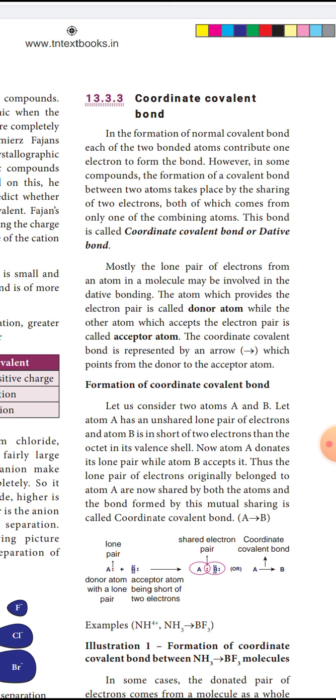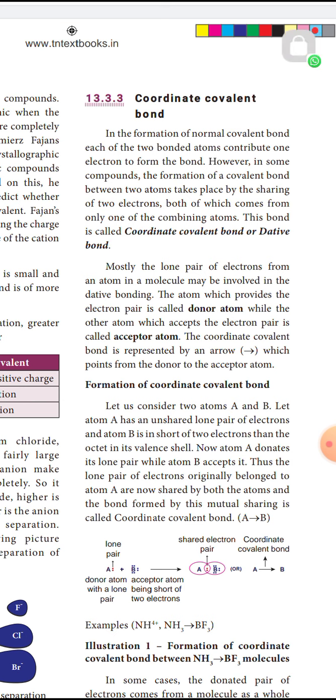The electrons coming from only one atom, that is what we will call a coordinate covalent bond. Formation of some covalent bonds takes place by sharing of electrons which come from only one of the combining atoms. If two electrons come from one atom and combine, those electrons coming from that one atom, we will call a coordinate covalent bond or dative bond.